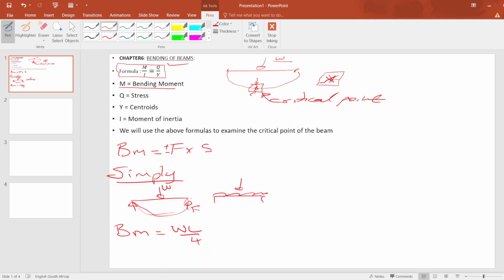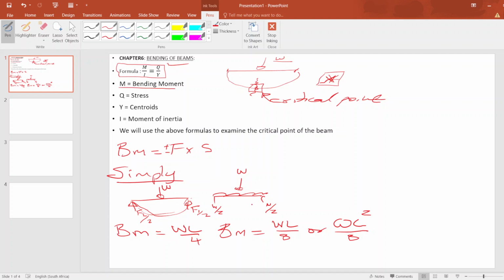F1 divided by 2, F2 divided by 2, W divided by 2, W divided by 2. Now, if the beam has the UDL, in calculating the bending moment, it will be BM equals WL over 8, or, with the uniformly distributed load as an extra load on top of the beam, it will be UDL squared divided by 8. Now, we will be using this formula to calculate your bending moment.